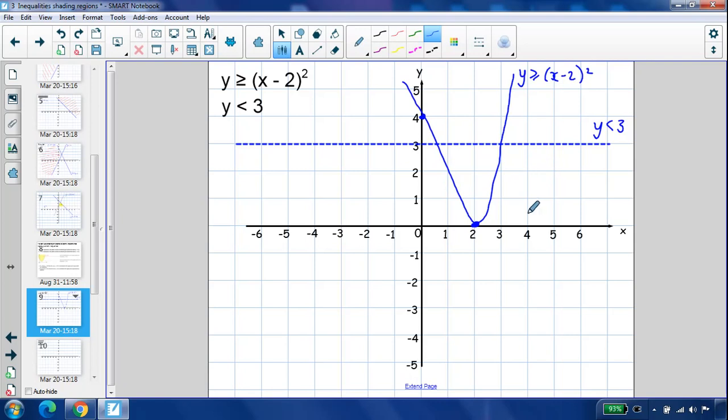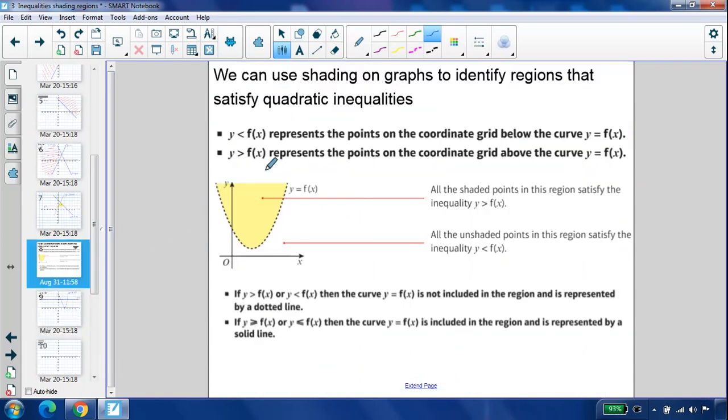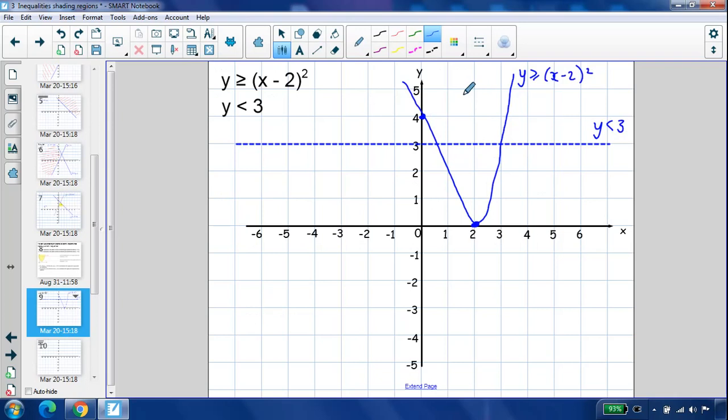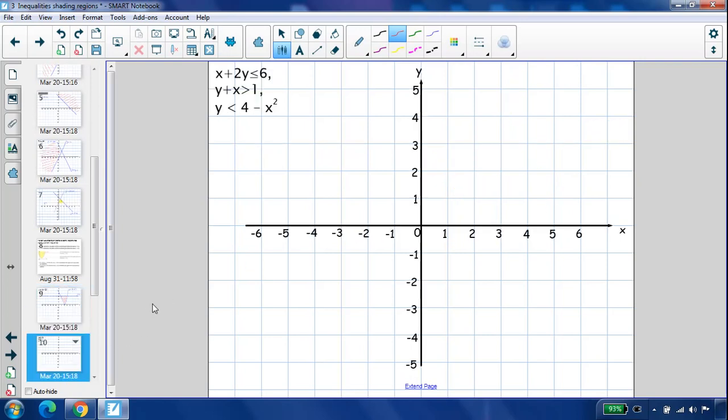Now let's think about the region. Well, using the notes from before, we've got a greater than or equal to sign. A greater than represents the points above the curve, so we can always think about that. So we're going to be looking at this part here, and then we want y is less than 3, so it's going to be below this line. So I'm going to be using this as the region. By all means, if you don't understand that part, you can still rely on finding the point and seeing if it works when you substitute it into the inequality. Let's have a look at the next one.